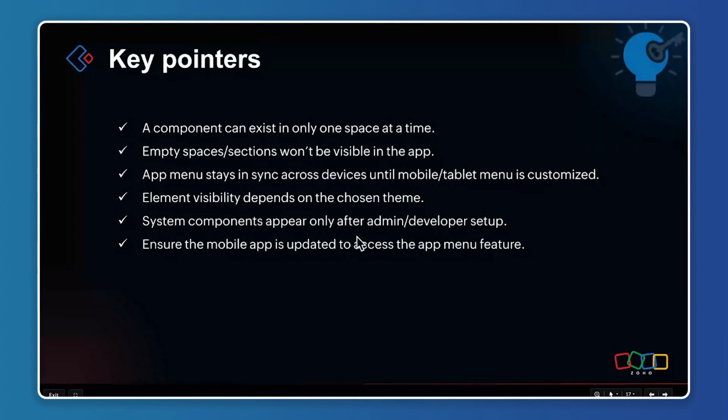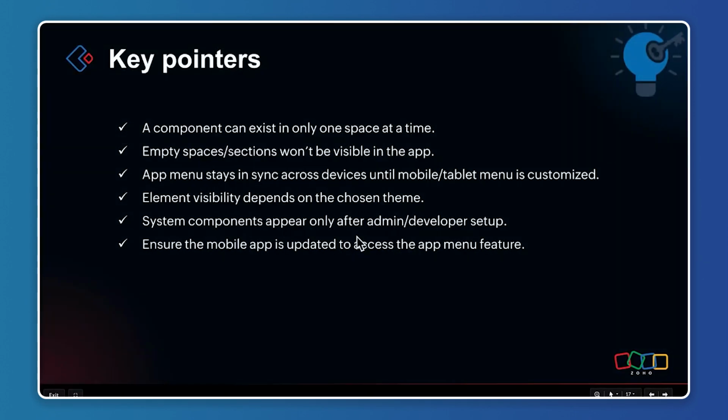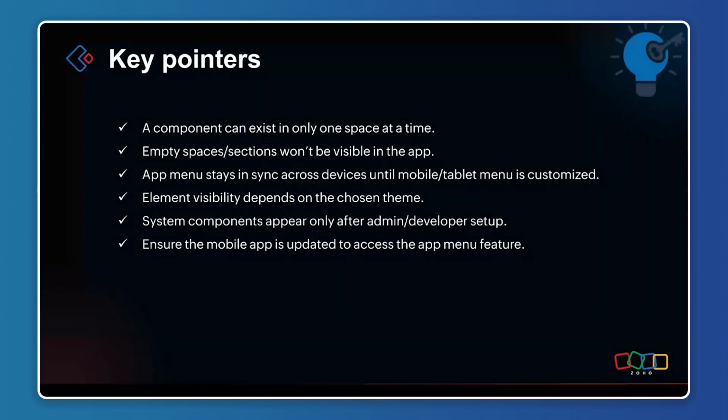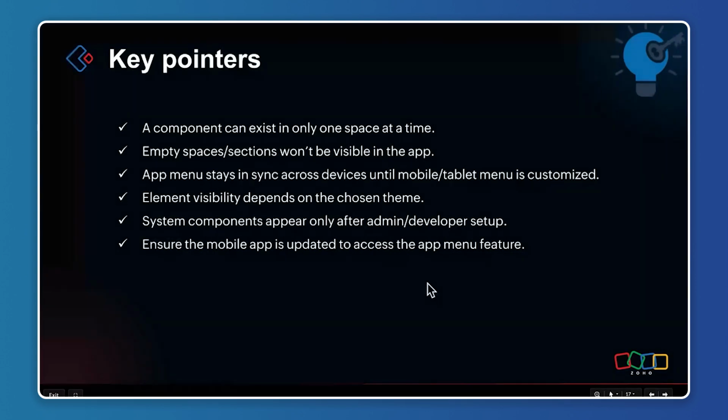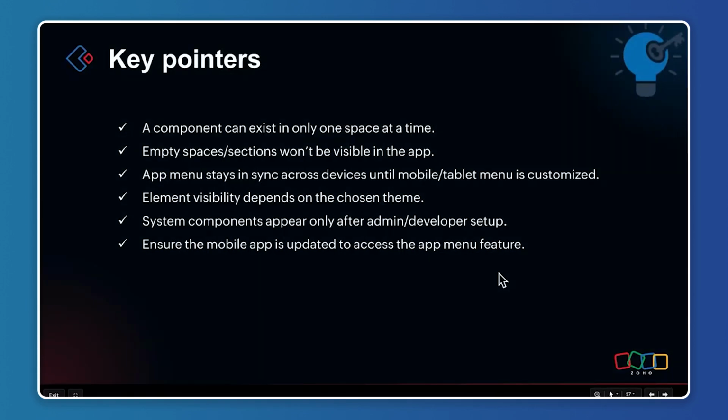The system components are the components which allow users to modify user-specific application configurations, such as language selections, connections, approvals, reports, all of which need to be configured only by the admin or the developer. Once it is set up, that can be shown under the system components. And also please ensure that your mobile application is updated to access the app menu feature. So when you're trying to use this app menu feature in your mobile application, make sure that you have updated your mobile application, right? So these are a few key pointers that I would like to talk about for the app menu builder.